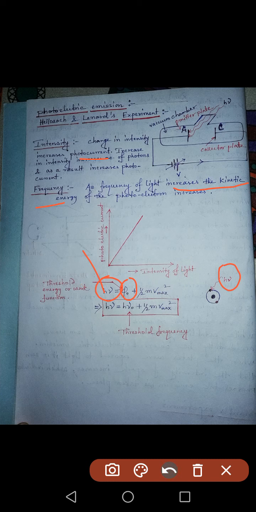Okay, then kinetic energy, frequency, these things we will take, we will draw some graph in the next video.